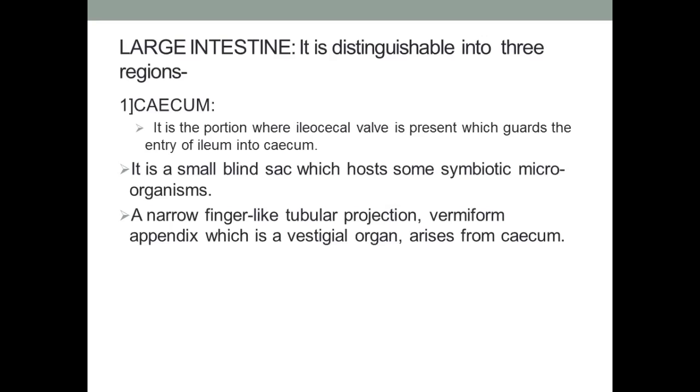Why they have said that the vermiform appendix is a vestigial organ means, before, the vermiform appendix was used in the process of digestion. It was helping in digestion, but now as humans started consuming more easily digestible food, it's of no use for digestion. So it has lost its original function, but still it is retained as an organ. So it is known as a vestigial organ. Then the cecum opens into the next part of the large intestine, that is the colon.